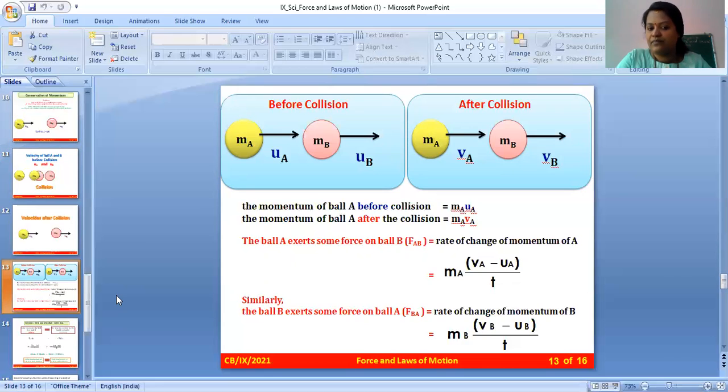Similarly, we can also say that ball B is exerting some force on ball A. So FBA is the rate of change of momentum of B, that is mB(vB minus uB) upon t. That is, the mass of object B times the final velocity of object B after collision minus the initial velocity of object B before collision, upon the time taken.